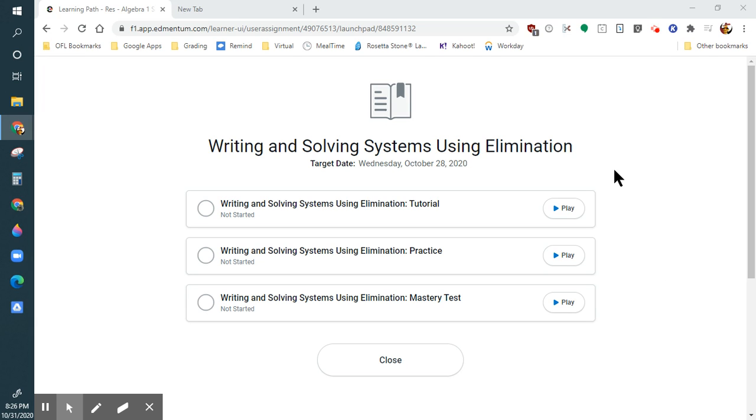So we already learned how to solve a system of equations through graphing and substitution. Now we're going to focus on elimination. And elimination is basically combining two equations to the point where one of them gets eliminated. So let's get started on this one.